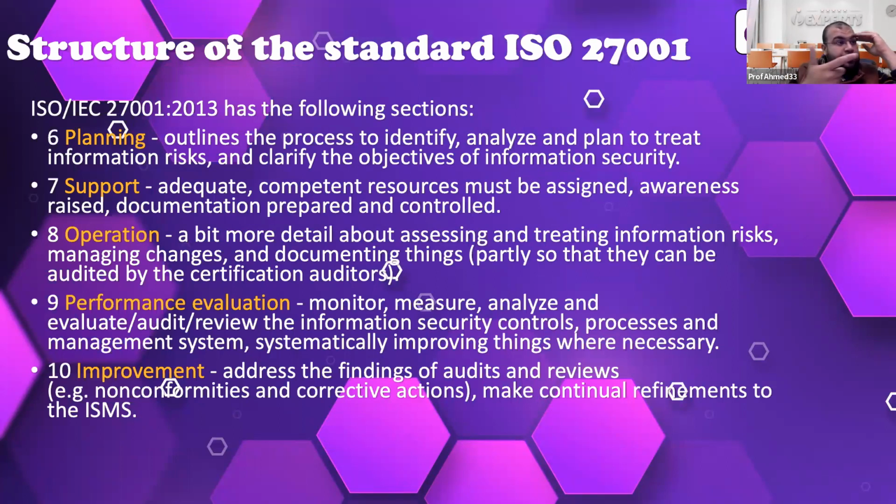Do. Number 8, operation. This is related to how you can implement the security assessment results and so on. Number 9, check, which means performance evaluation. 9.1 is the internal audit, and 9.2 is the part related to the management review, the upper management review, which is extremely important for me.